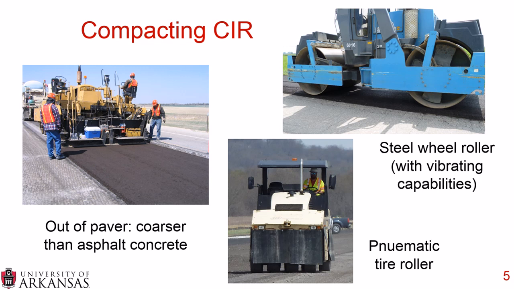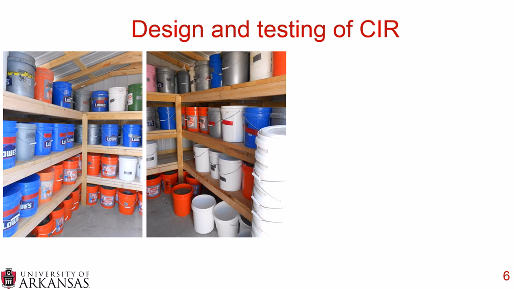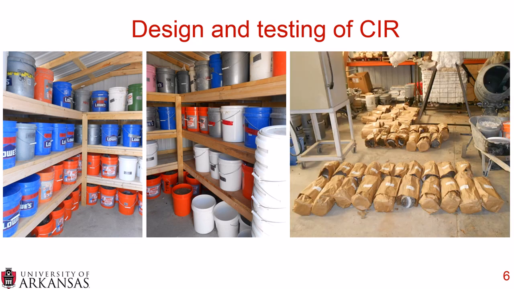So how do we actually design and test for CIR in the laboratory? Well, we need to take samples of the existing road. And samples of the existing road take lots of buckets of material. This is an example of a shed at the University of Arkansas. Or it can come in the form of cores taken from the pavement. But regardless, this is a lot of material that's required.